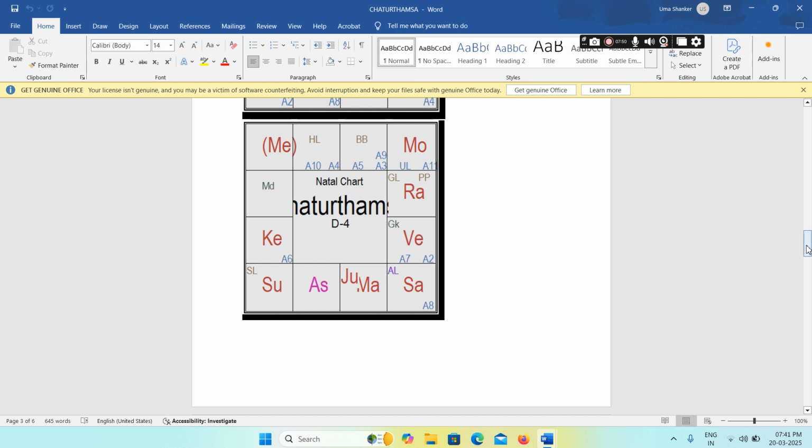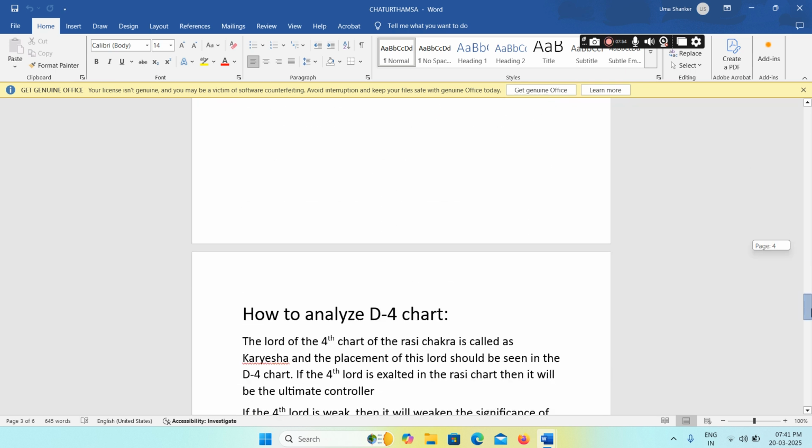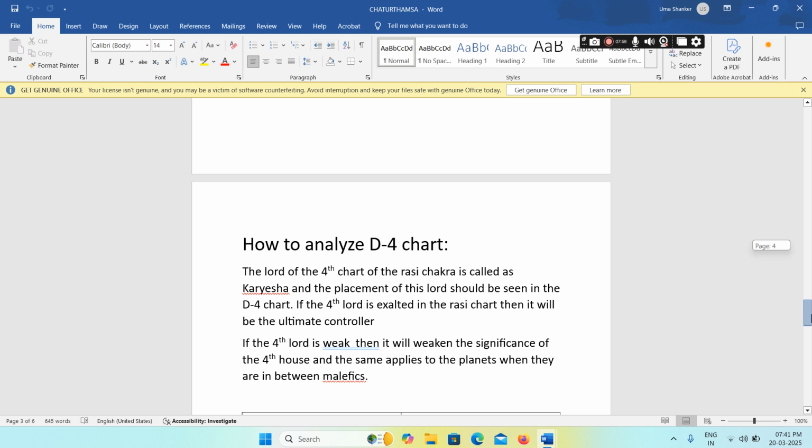In the same way, you have to apply for other planets also. Okay? How do we analyze this chart? The process is totally different. You cannot take the same way you analyze the D1 chart and use the same principles. You cannot use the same principles when applying or analyzing the D4 chart. The fourth lord of the Rashi chakra is called as Karyesha.